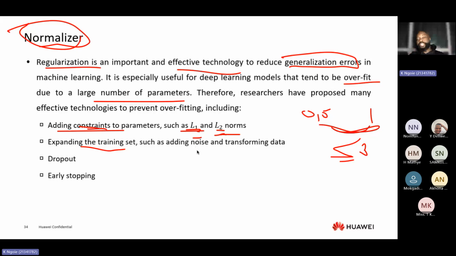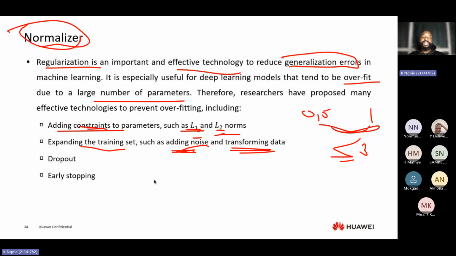Another example is to add noise. If you're dealing with sound, add background noise and let your model understand all those things. If you're dealing with pictures, you can transform the data by maybe changing the direction of the data, you understand? So things like that.